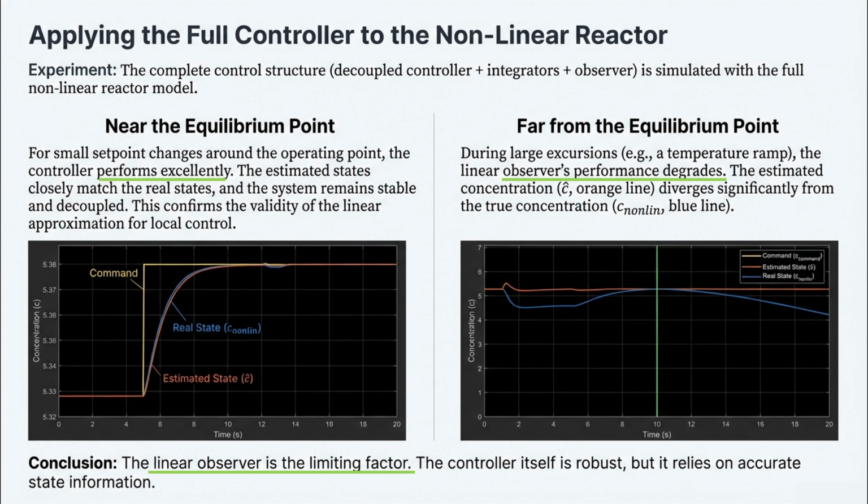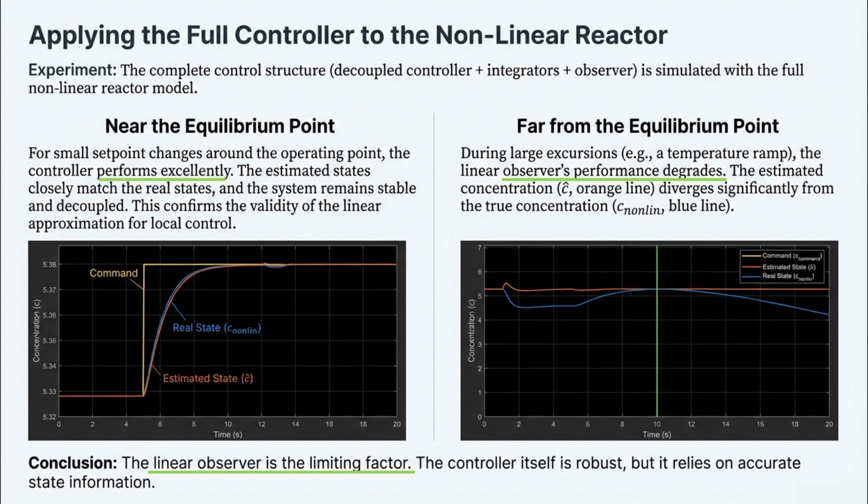So, as a quick point about our controller, near the equilibrium point, we see that our commands are perfectly stable. They have slight errors due to the observer, but nothing very important. But the further we go away from the equilibrium point, the worse our estimation gets. This is as expected, as our observer is just a linear observer.